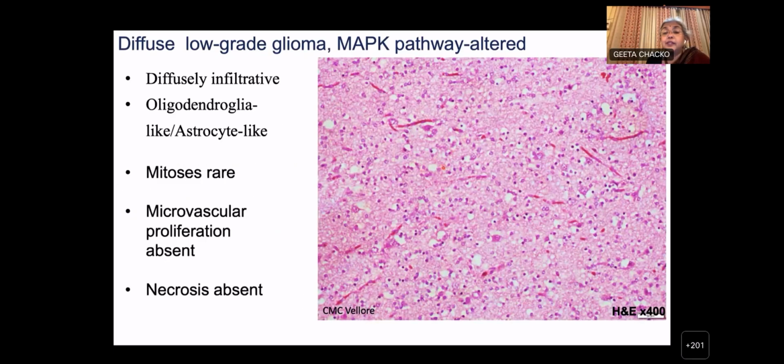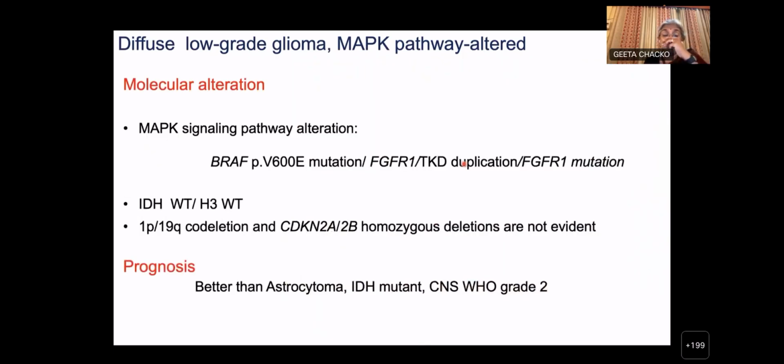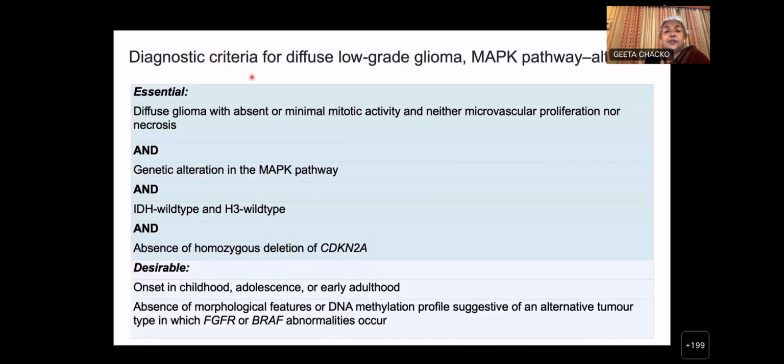So again, long-standing history of seizures, either an oligo or an astrocytic pattern. These are OLIG2 positive, and you have to demonstrate that they are wild type for IDH, wild type for H3, no deletions present for 1p19q, and they are MAP kinase pathway altered. So in this tumor, one definitely needs demonstration of these molecular changes and absence of CDKN2A deletions to make a diagnosis of this tumor. Otherwise, it remains a low-grade.